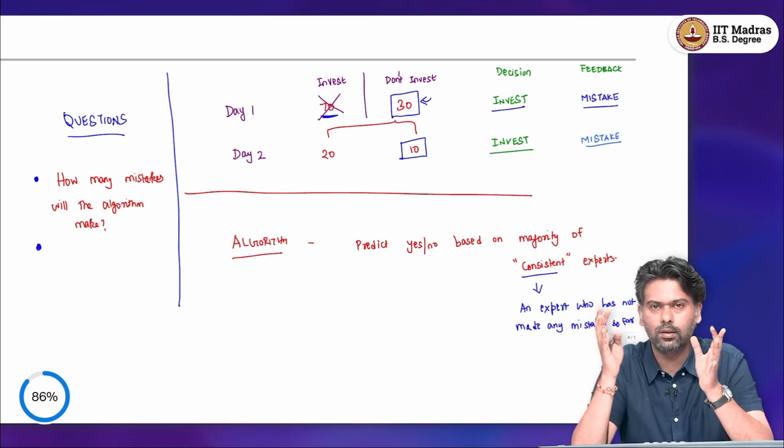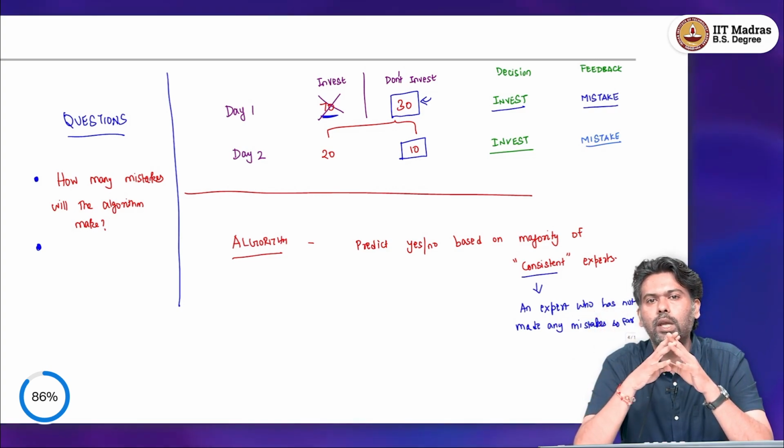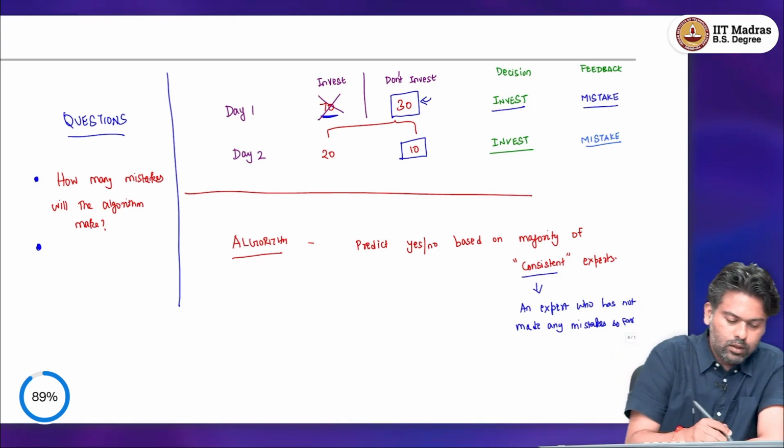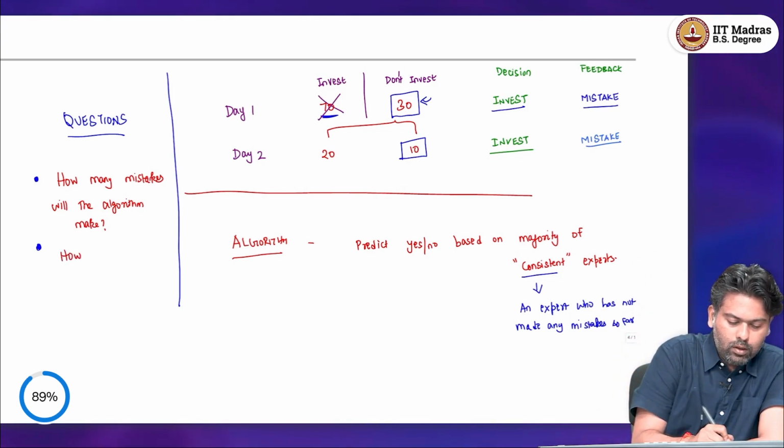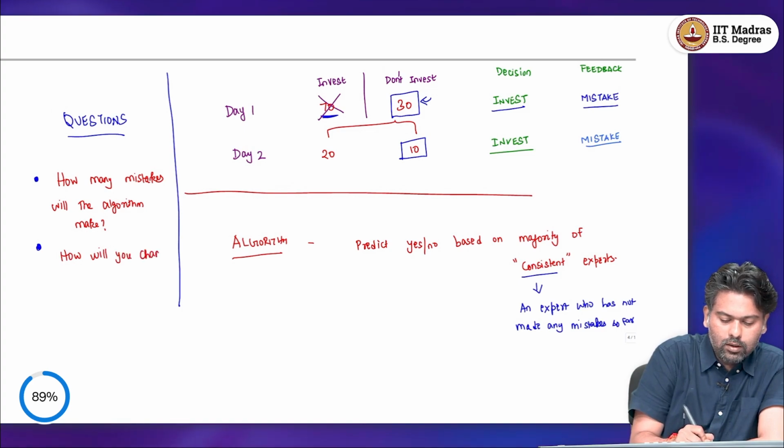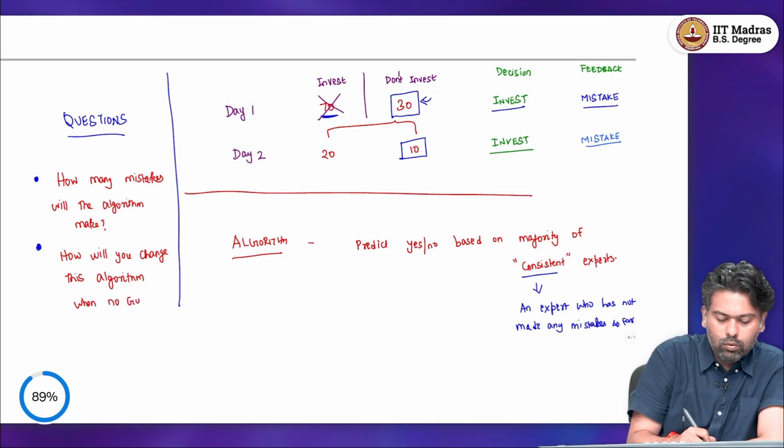Now, when there is no stock market guru, that is, every expert can potentially make mistakes on one day or many days, how will you change this algorithm, right? So how will you change this algorithm when no guru is present?